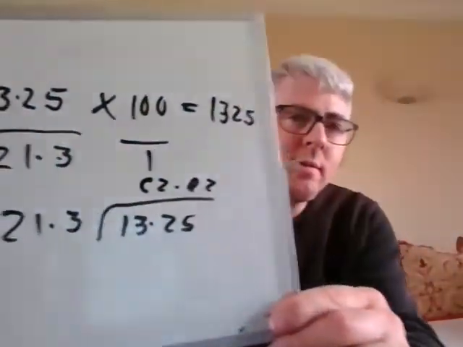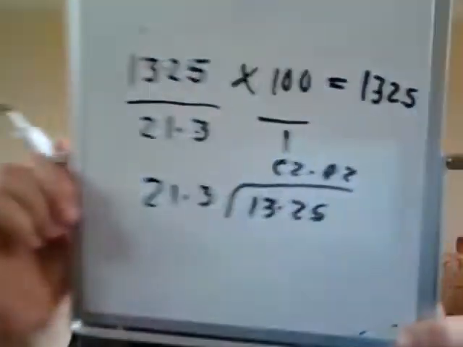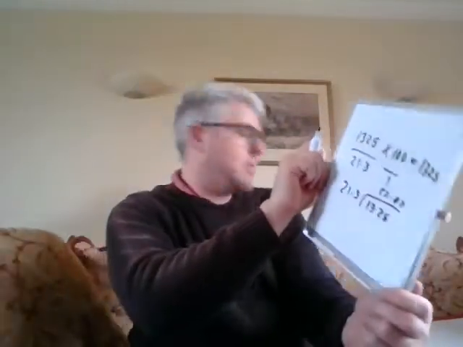And then I've just put 21.3 into a division sum there into 13.25. That's 21.3 into 13.25, and you get 62.2. That's what I just wanted to show you.